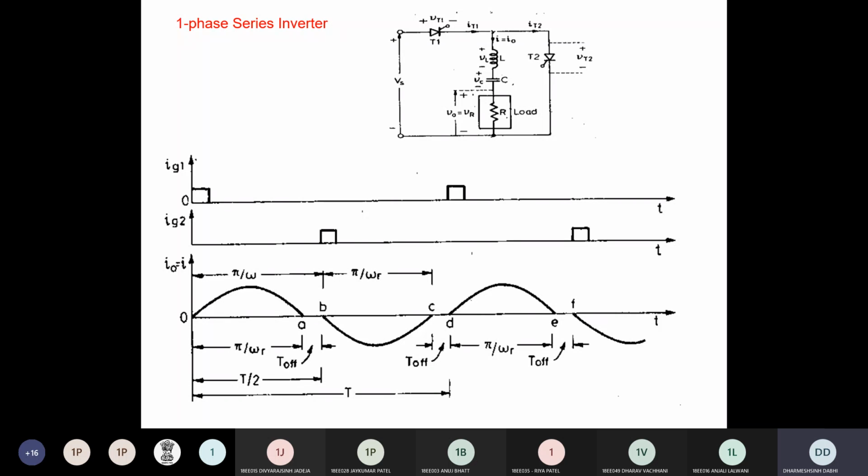Yes or no? Underdamped or overdamped, what does it depend on? That depends upon the values of L and C. Clear? If omega L is greater than omega C, then it is overdamped. If it is less than omega C, then it is underdamped. Clear?